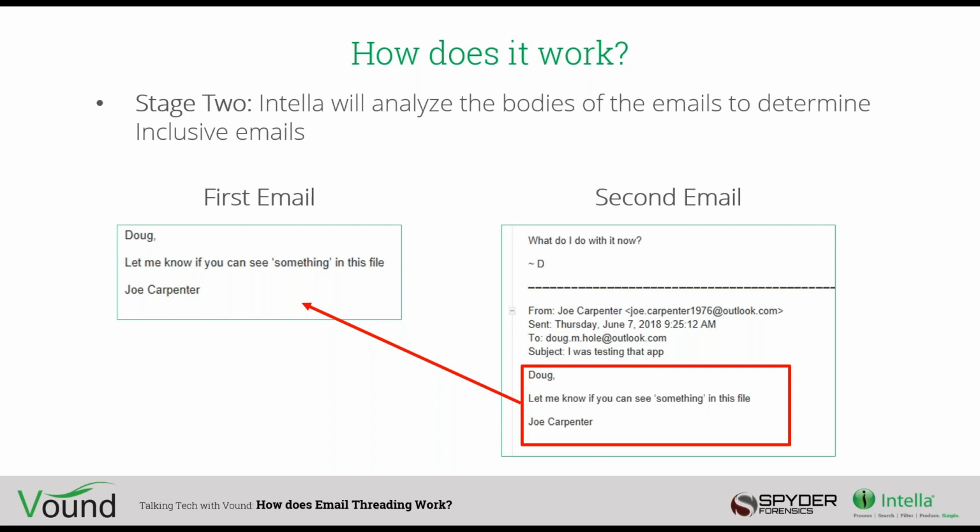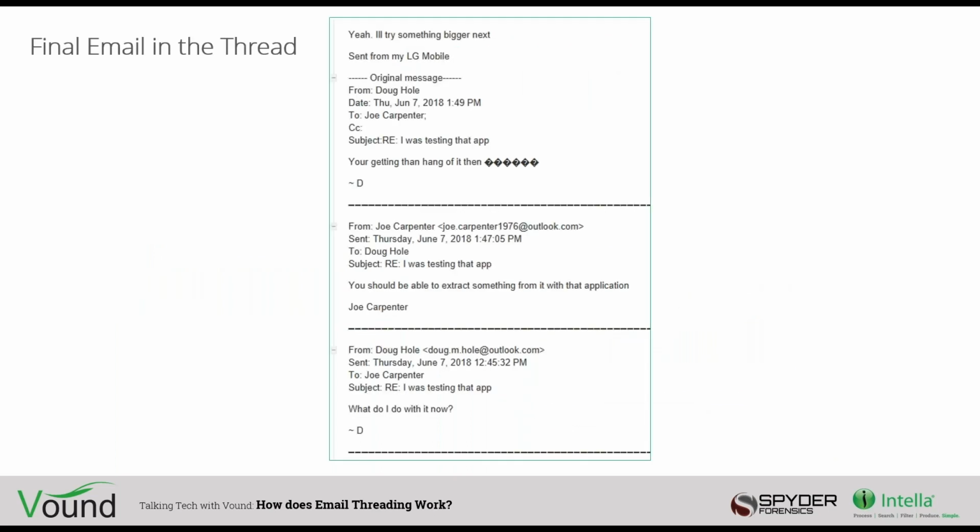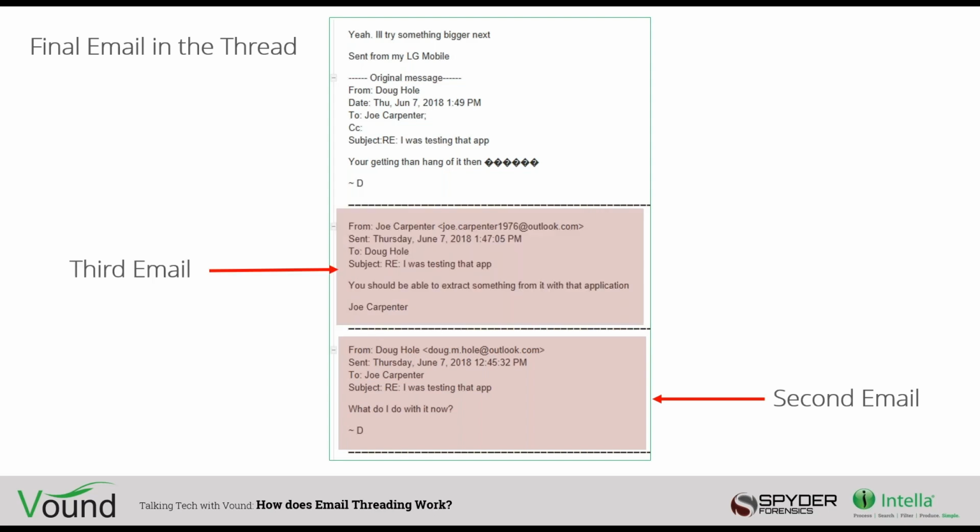But if we skip all the way ahead to the final email in the thread, we have here the second email, we also have the third email in the thread, we have the fourth email, and at the very top, we have the content of the current email. So during this analysis, Entella has essentially reduced our workload by 80%. We only have to review that last email in the thread. So it can significantly improve the efficiency of your review, because you don't have to review every email.